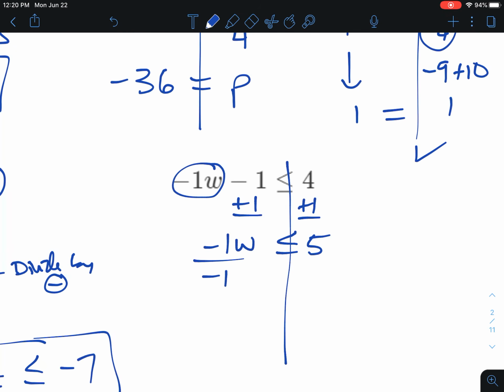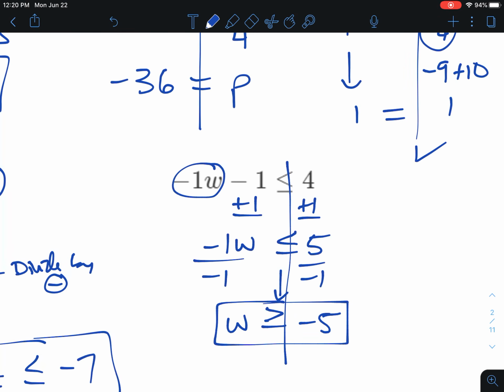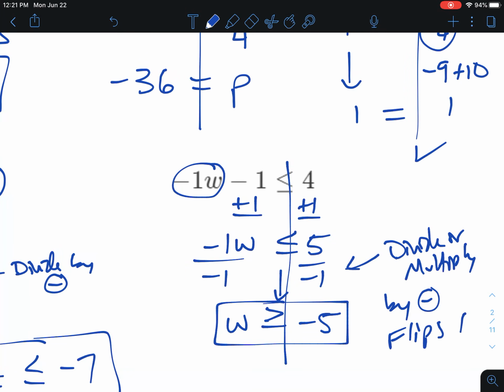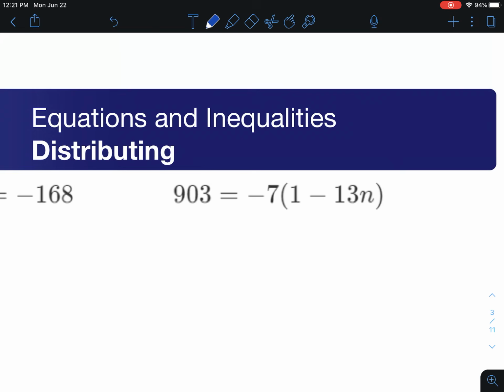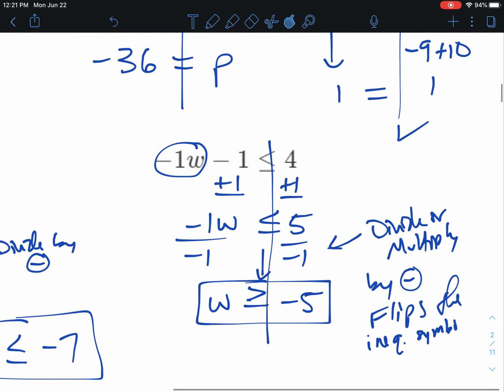We're going to now divide by the negative 1. We're dividing by a negative, which is going to flip our symbol. So it's going to point the other way when we do that. So again, divide or multiply by a negative flips the inequality symbol. It's the only real trick when it comes to solving a two-step inequality.